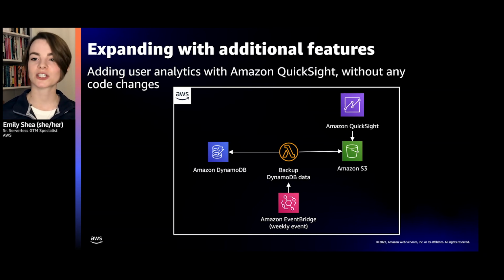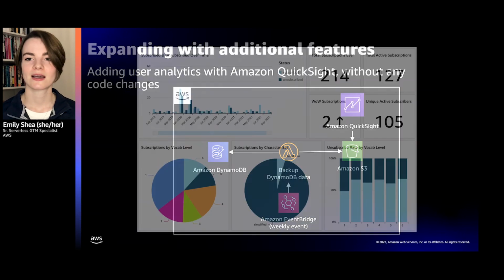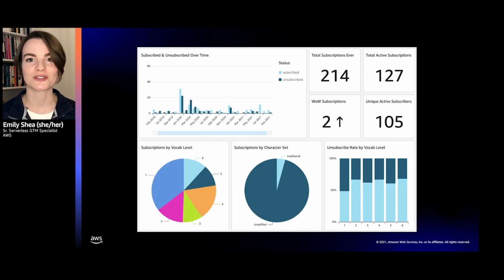Then I've got a Lambda function, and this Lambda function is triggered by an EventBridge event on a weekly cadence. So say every Friday, this Lambda function is going to do a full scan of this DynamoDB table. It's going to take that data and put that snapshot into S3. Then QuickSight, which allows me to visualize the data, is going to pull that updated data from S3 and create some nice visualizations. Here's what some of those visualizations look like.